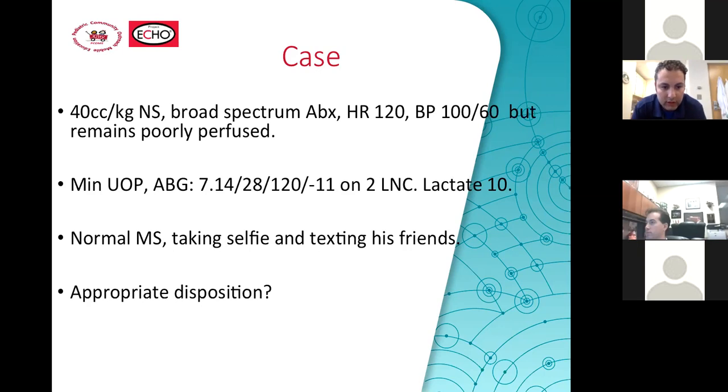And where do we go? What's the appropriate disposition for this child? And also, how do you treat her? Do you treat her as a child? She's 65 kilos and 16 years old.